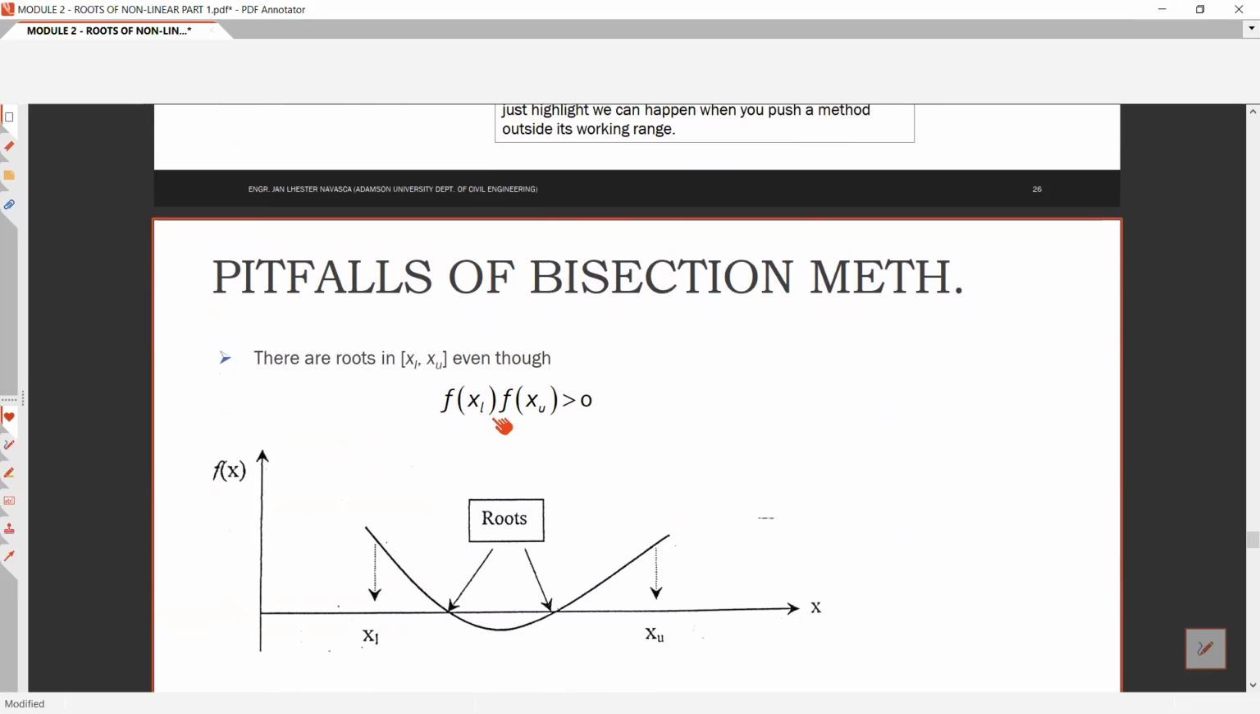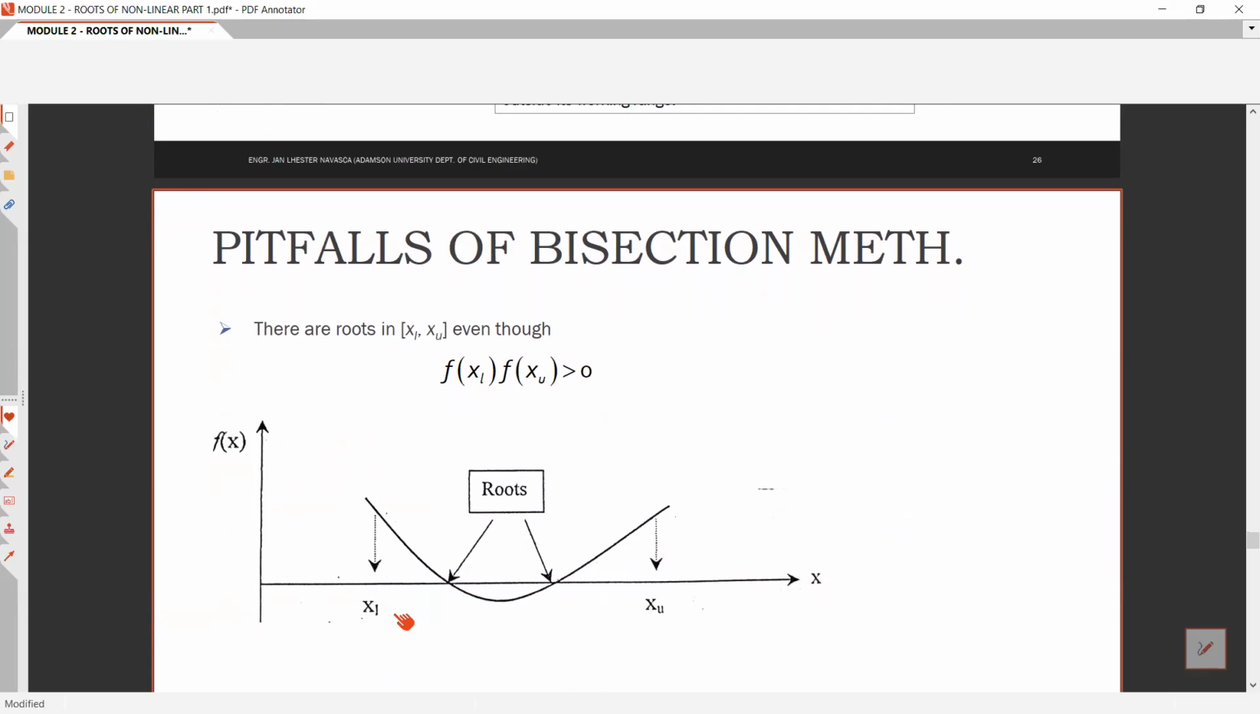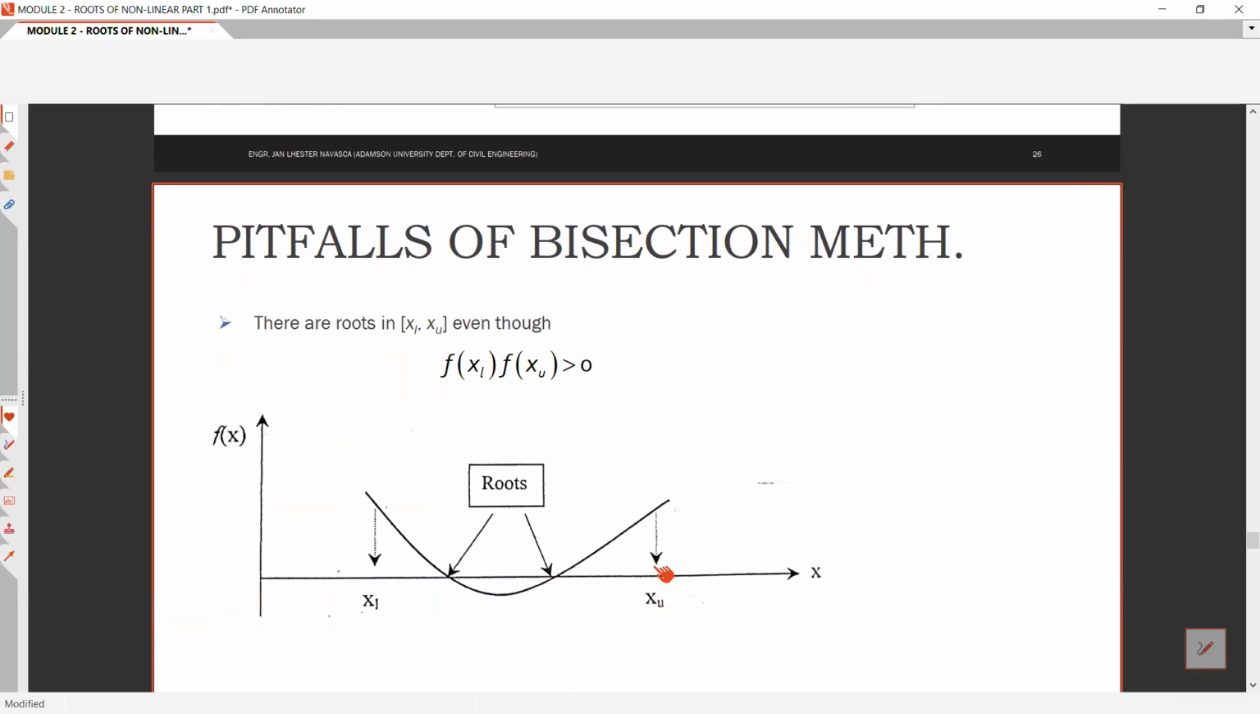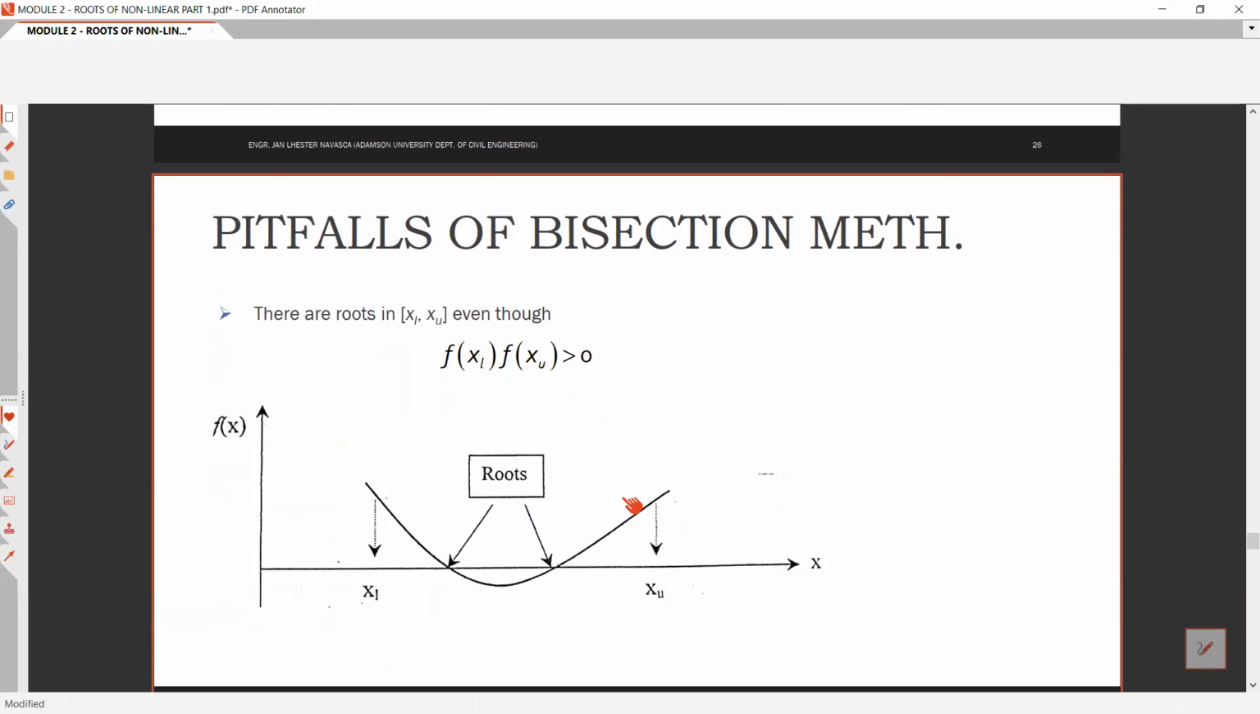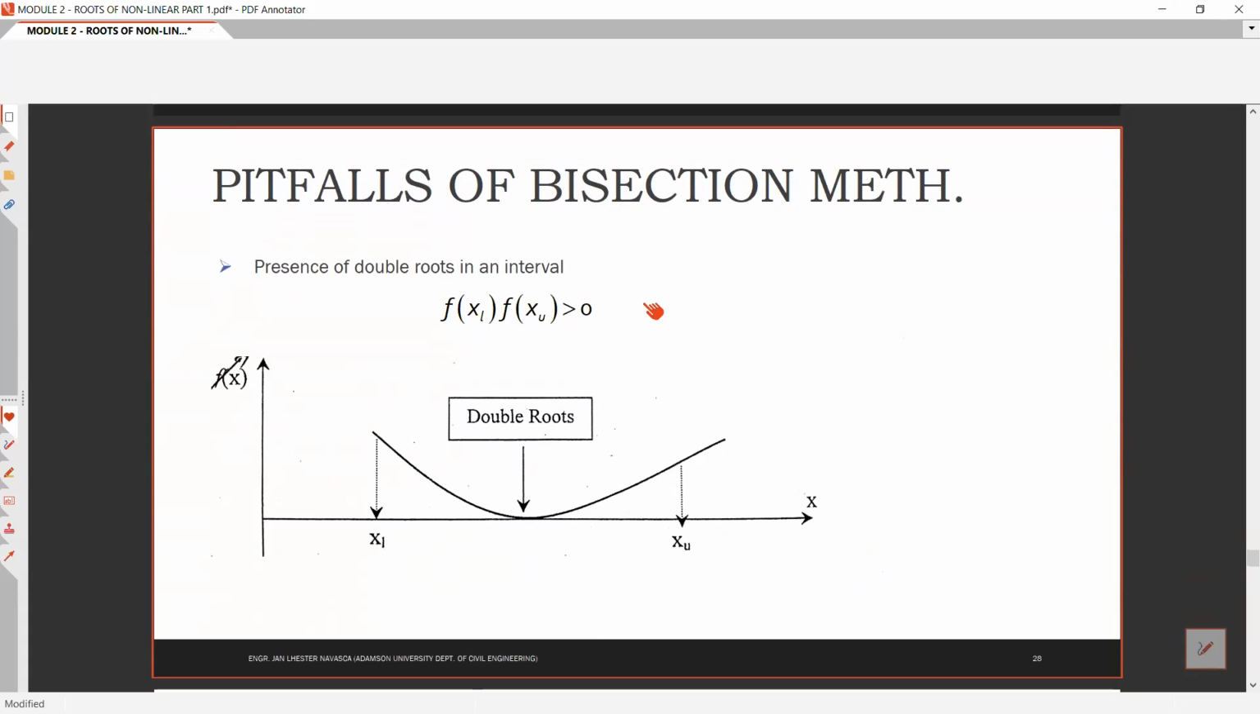Kapag yung product is a positive number, katulad kanina, di ba? Product niya na ganyan yung function, merong roots dito, ito yung pinili mo na lower and upper boundary, then the product niya is positive. So, hindi mo mahanap yung root, hindi magpo-process yung bisection method. So, one pitfall yon kapag yung product is greater than 0. Okay. Another pitfall kapag double root. Hindi niya malalaman kung double root ba yung root na yon. Okay?